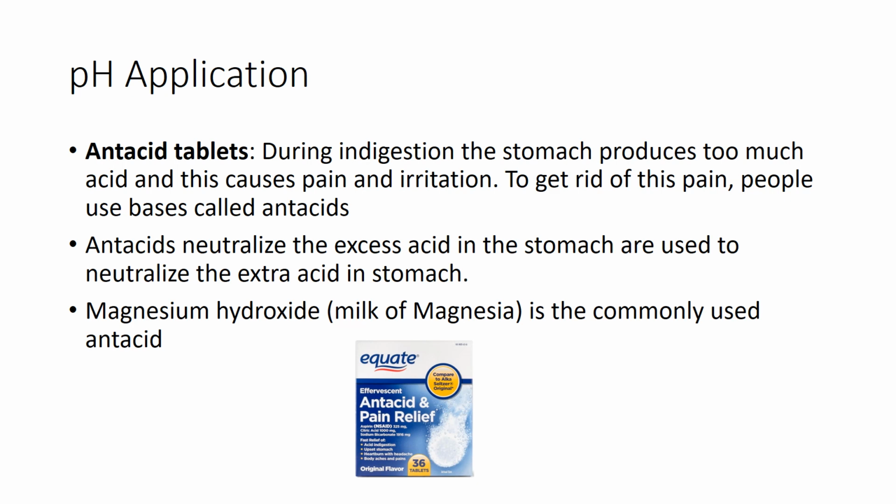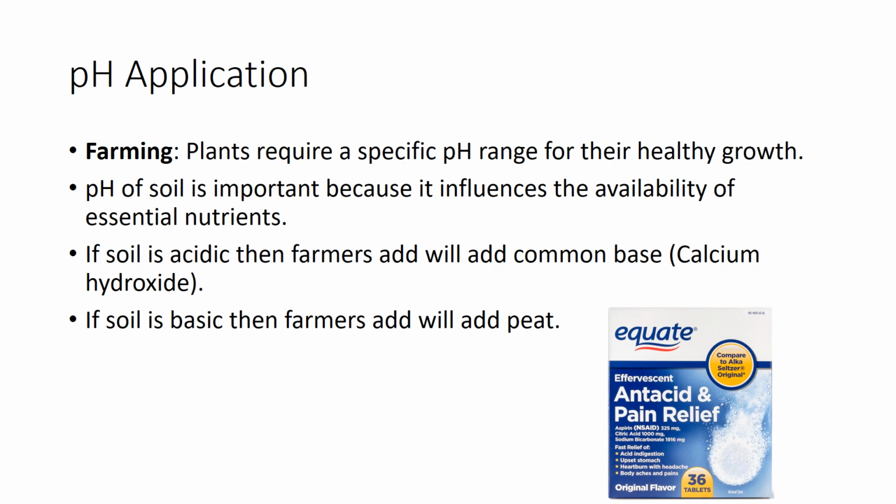Fourth practical example is that most of the crop plants grow well in neutral soils. Generally, the neutral soil will support the growth of plants. Suppose the soil is acidic, the farmer will add a common base called lime water, calcium hydroxide. Suppose the soil is more basic, then the farmer will add peat. Peat is a decomposed organic matter which contains some acids, so that it will neutralize the excess basic content in the soil.